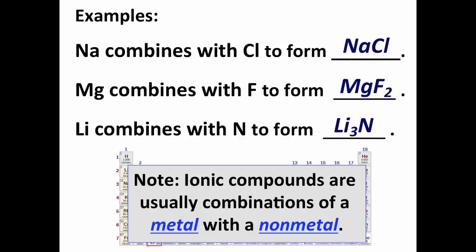It's worth noting that ionic compounds usually form when a metal combines with a nonmetal. So we have sodium, a metal, with chlorine, a nonmetal, magnesium, a metal, with fluorine, a nonmetal, or lithium, a metal, with nitrogen, a nonmetal.